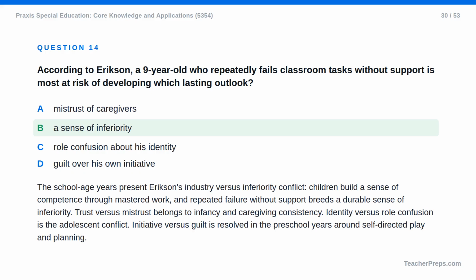Trust versus mistrust belongs to infancy and caregiving consistency. Identity versus role confusion is the adolescent conflict. Initiative versus guilt is resolved in the preschool years around self-directed play and planning.